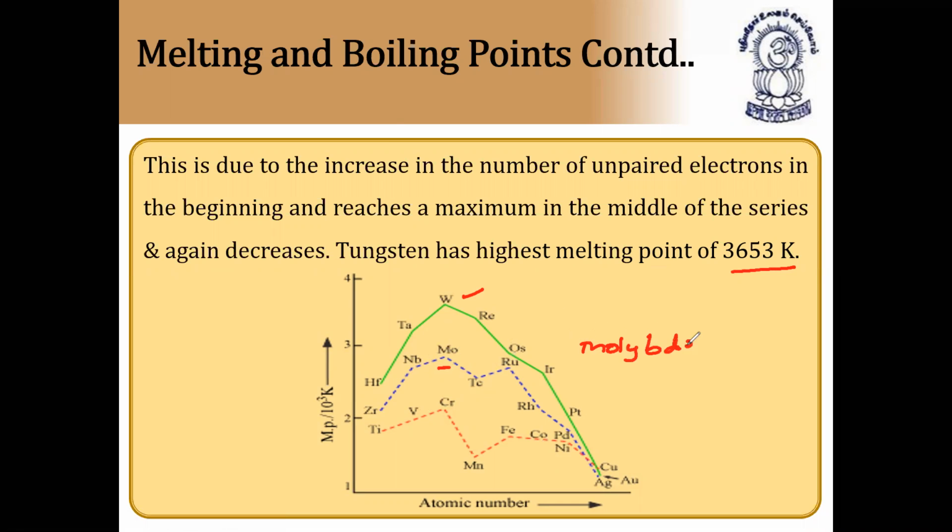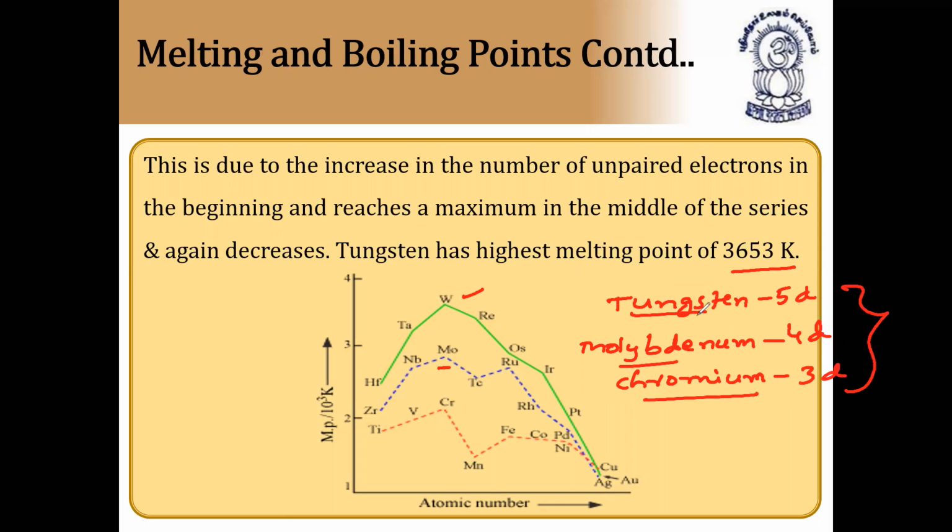Molybdenum in 4D. Here I'm writing separately. In the 4D series, the highest melting point is molybdenum. In the 5D series, it is tungsten. And in the 3D series, chromium has the highest melting point. So these are the elements which have the highest melting points in their particular series: in 3D chromium, in 4D molybdenum, and in 5D tungsten. And the highest melting point is of tungsten, that is 3653 kelvins.